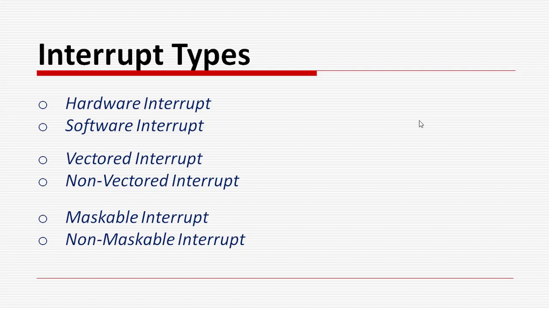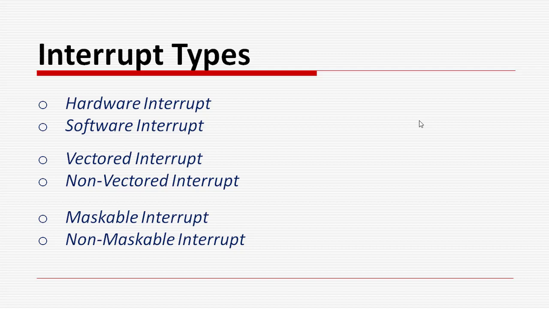Then vector interrupt. If any interrupt is enabled and the program automatically jumps to a special address, then it is called a vector location. This vector interrupt has a special address called a special subroutine. For a non-vector interrupt, if a particular interrupt is enabled, the program will not go to a special location automatically. We have to instruct the microprocessor to go to that particular location. That type of interrupt is called a non-vector interrupt.